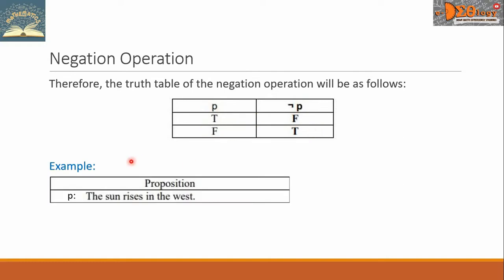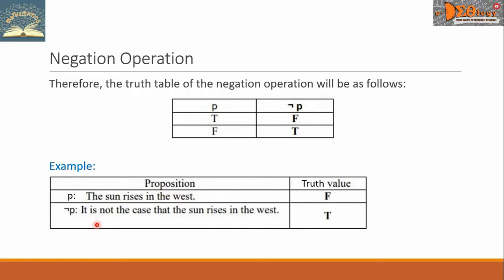Let's see this example. We have a proposition P: the sun rises in the west. And we know that the truth value of P here is false. So for not P, we will write, it is not the case that the sun rises in the west. Since our P here is false, the not P is now true. When we write not P, we can also write like this: the sun does not rise in the west.